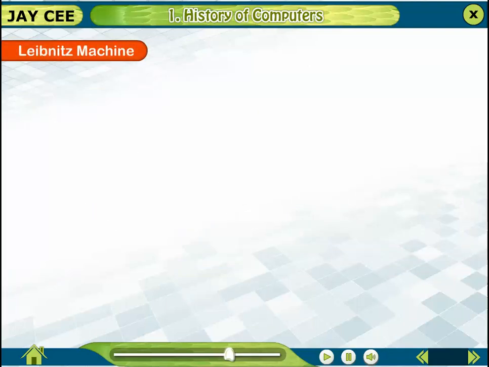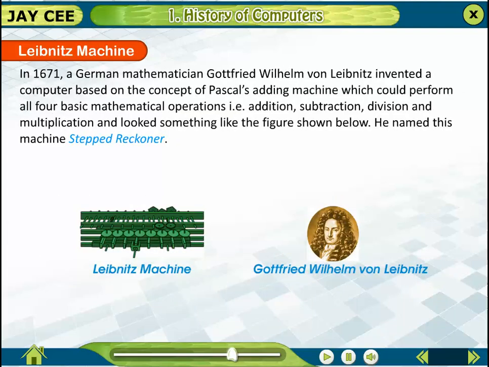Leibniz machine. In 1671, a German mathematician, Gottfried Wilhelm von Leibniz, invented a computer based on the concept of Pascal's adding machine, which could perform all four basic mathematical operations, that is, addition, subtraction, division, and multiplication, and looked something like the figure shown below. He named this machine Stepped Rechner. Leibniz machine. Gottfried Wilhelm von Leibniz.